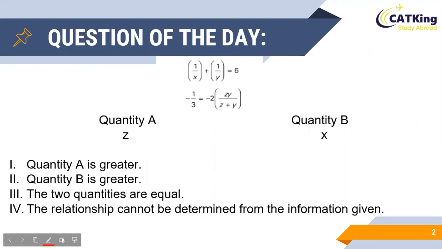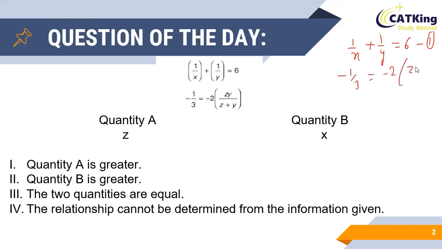So it is given to us that 1/x + 1/y = 6. Let us call this equation 1. Now it is also given that -1/3 = -2 × zy / (z + y). Let us call this equation 2.